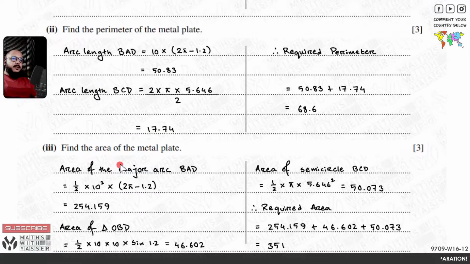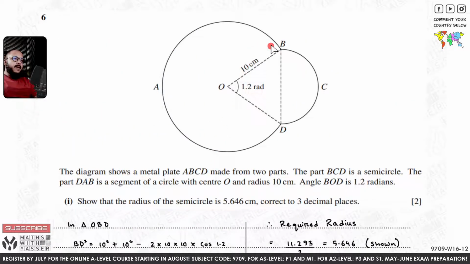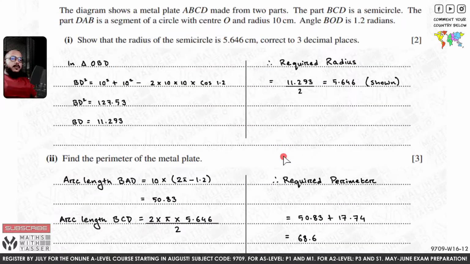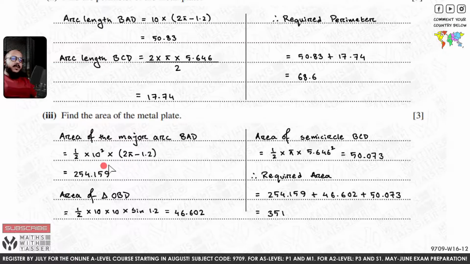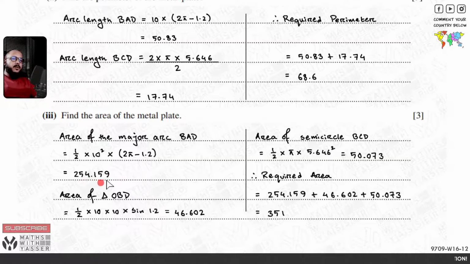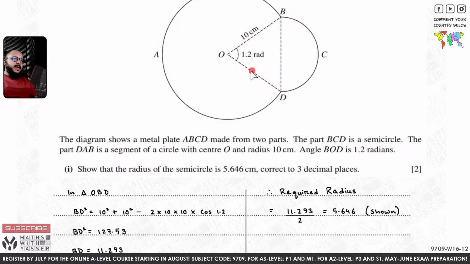Next, we need to find the area of the metal plate. So let's have a look at the diagram again. We have to find this major sector, this triangle, and this semicircle to find the area of the metal plate. So area of the major sector is half r square theta, where theta is 2 pi minus 1.2, and the radius is 10, so it will be half times 10 square times (2 pi minus 1.2). That gives us 254.159.